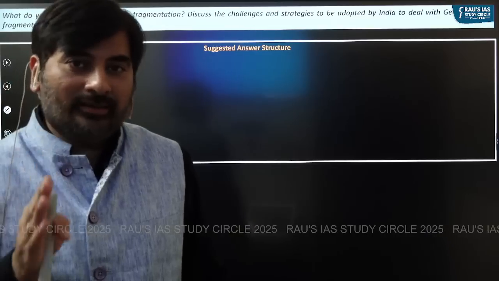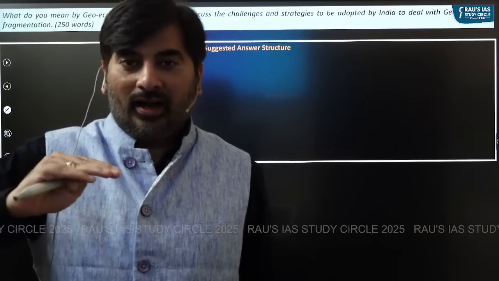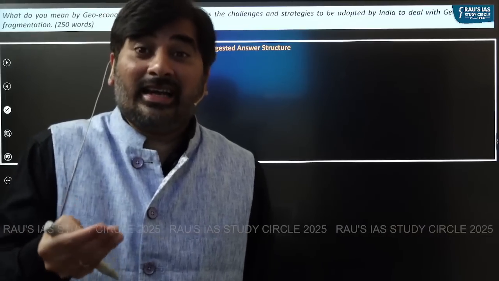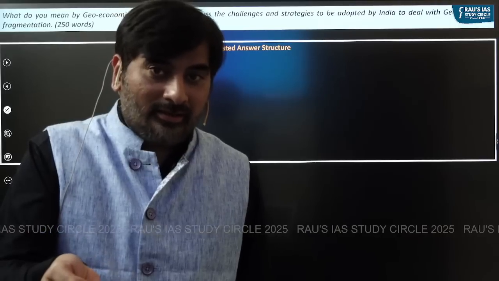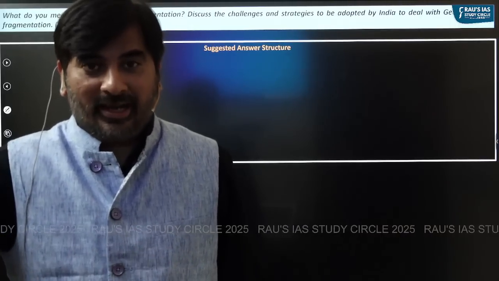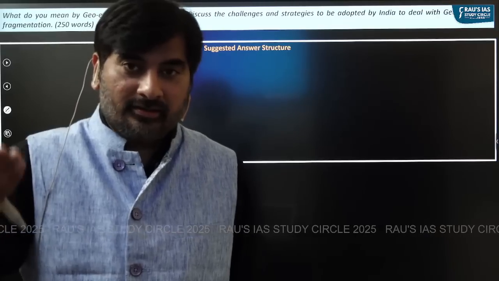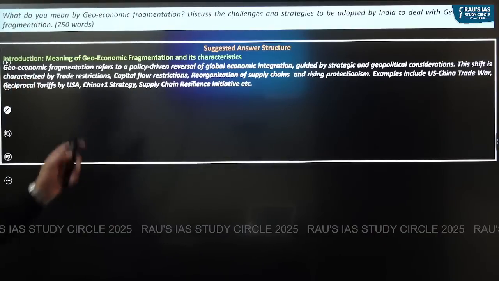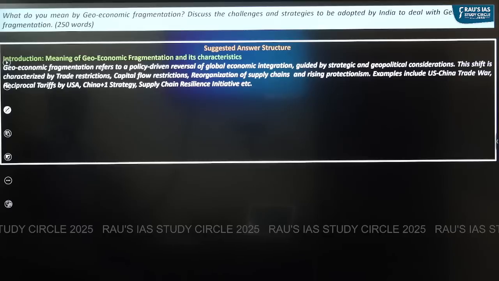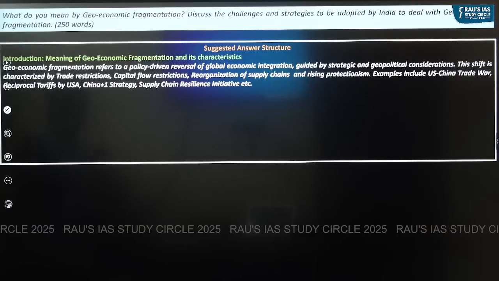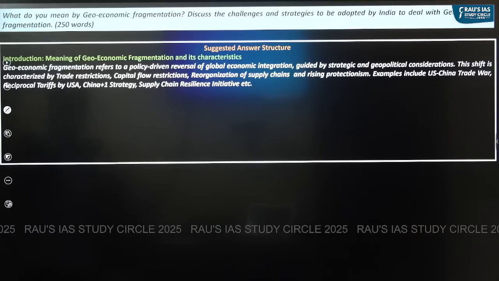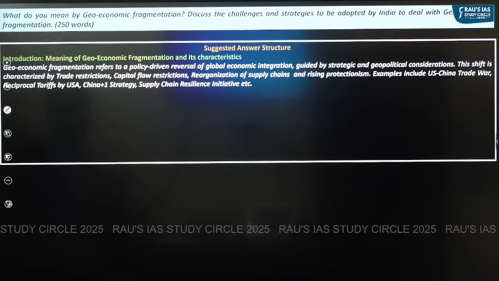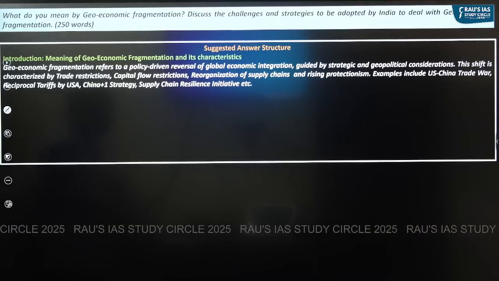So when it comes to introduction, the introduction could start with the meaning of geo-economic fragmentation and its characteristics. Remember, we discussed the characteristics, that is restriction on trade, restriction on investment, restriction on movement of labor, right? So those characteristics you can write in your introduction. So you can say geo-economic fragmentation, the meaning, and this shift is characterized by trade restriction, capital flow restriction, reorganization of supply chain, and rising protectionism. And please give some examples also.